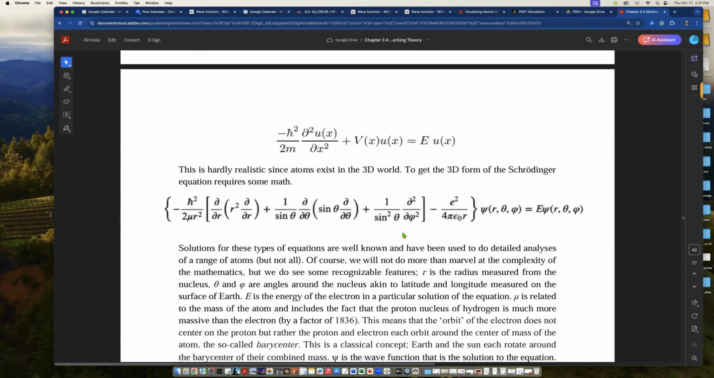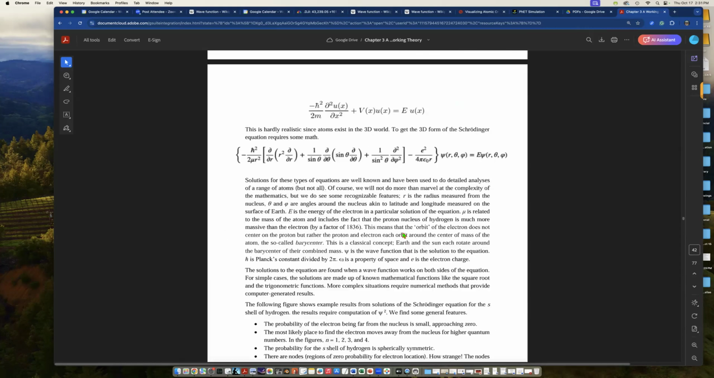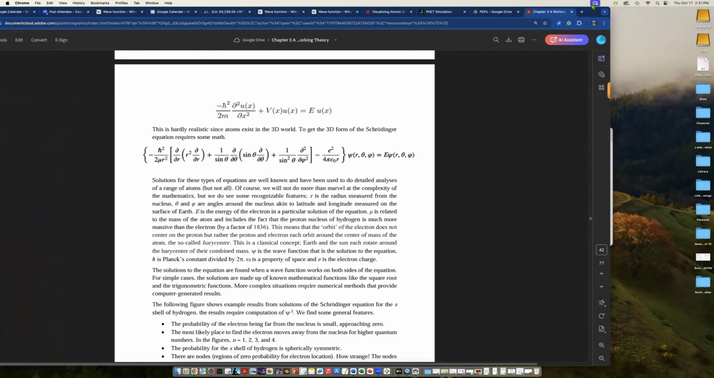Now, we haven't really delved into the properties of the Schrodinger equation in 3 dimensions yet. So I want to show you this. Here's a reminder. This is what the Schrodinger equation looks like. It only depends on this. This is the one that is not changing with time.